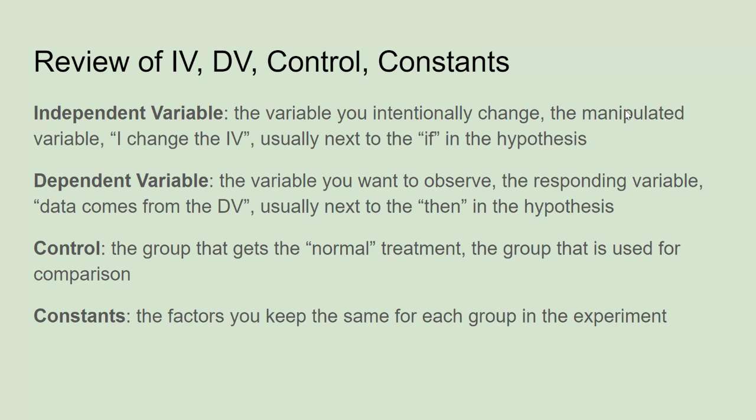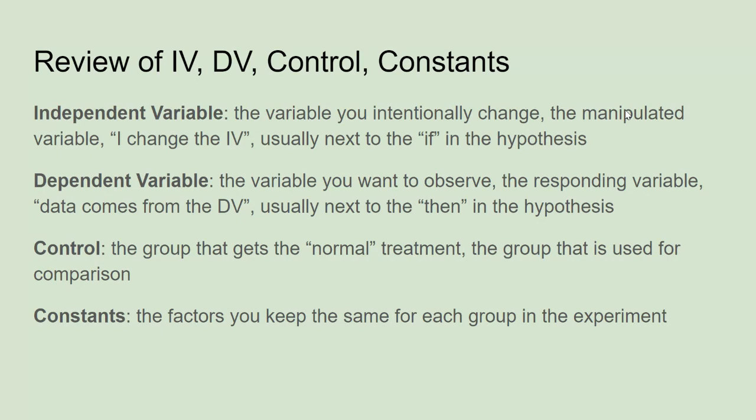So the IV is the type of liquid. If I water plants with different types of liquid, the DV is how well the plants will grow. It might grow taller with a certain liquid. Dependent variable is the variable you want to observe. It's the responding variable. The data comes from the DV, or the dependent variable, is measurable. If you see the DV in the hypothesis, it's usually next to the word then. So if IV, then DV.